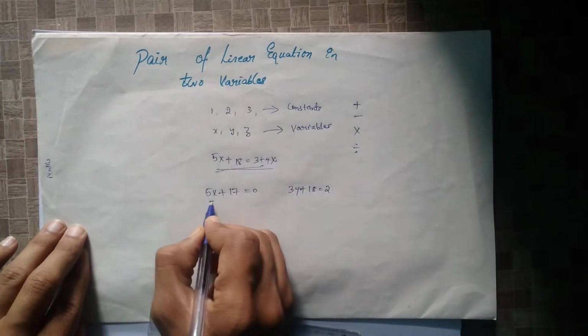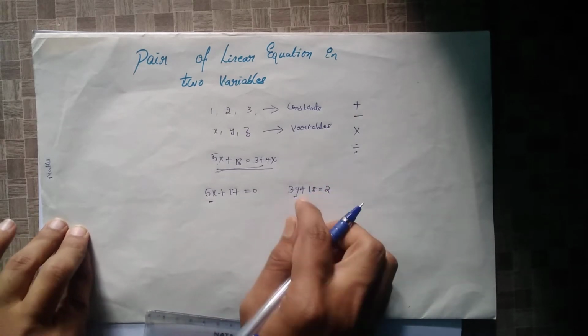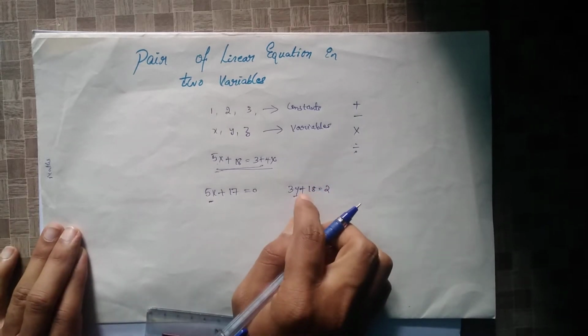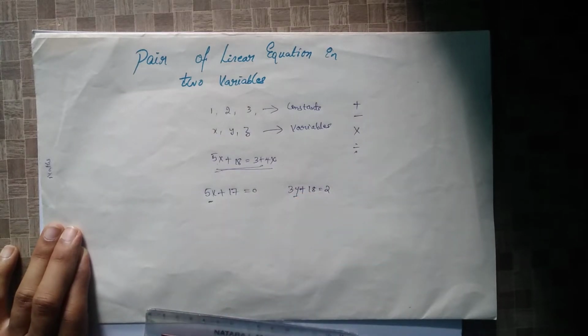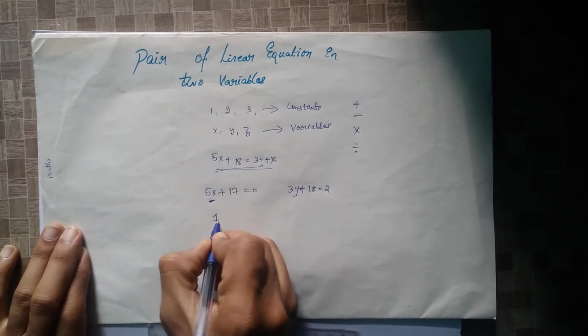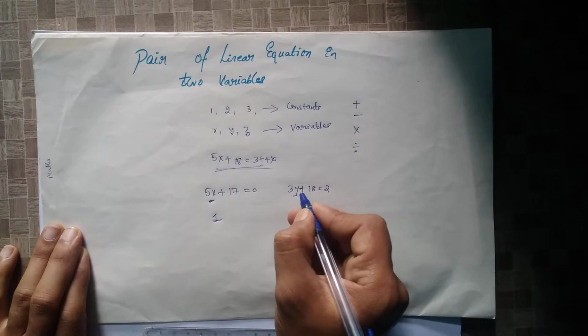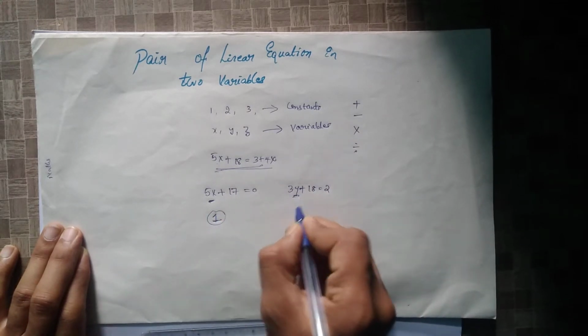Here the degree of x is 1, so I call this a linear equation. Here also the degree is 1, so I call this a linear equation in one variable. An equation which involves one variable with highest power 1 is called a linear equation. Here the degree of x is 1, so this is a linear equation. Here the degree of y is 1, so this is also a linear equation.